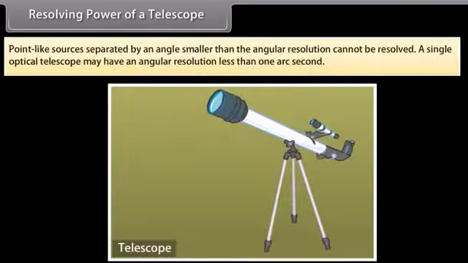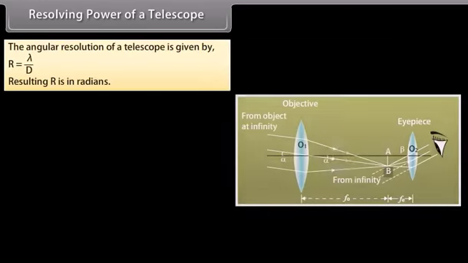Resolving power of a telescope. Point-like sources separated by an angle smaller than the angular resolution cannot be resolved. A single optical telescope may have an angular resolution less than 1 arc second. The angular resolution of a telescope is given by R equals lambda divided by D, where lambda is the wavelength of the observed radiation and D is the diameter of the telescope's objective. The resulting R is in radians.